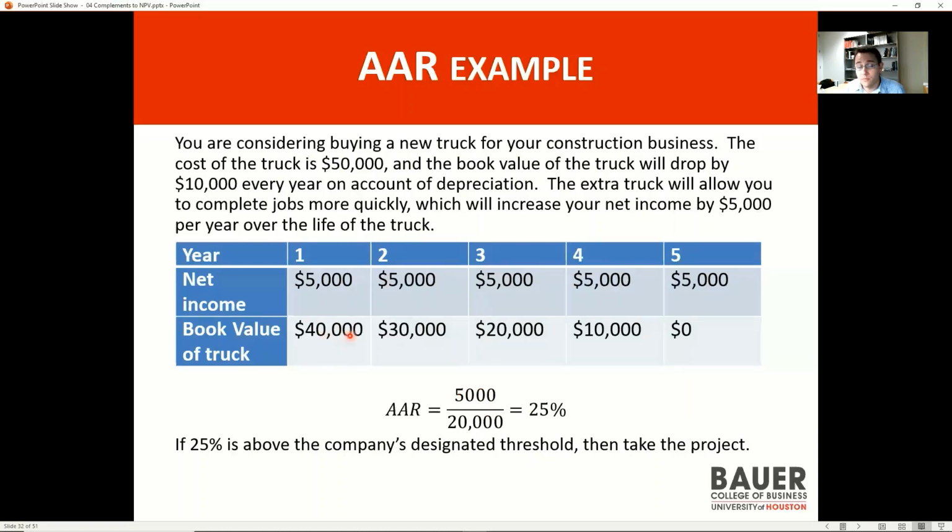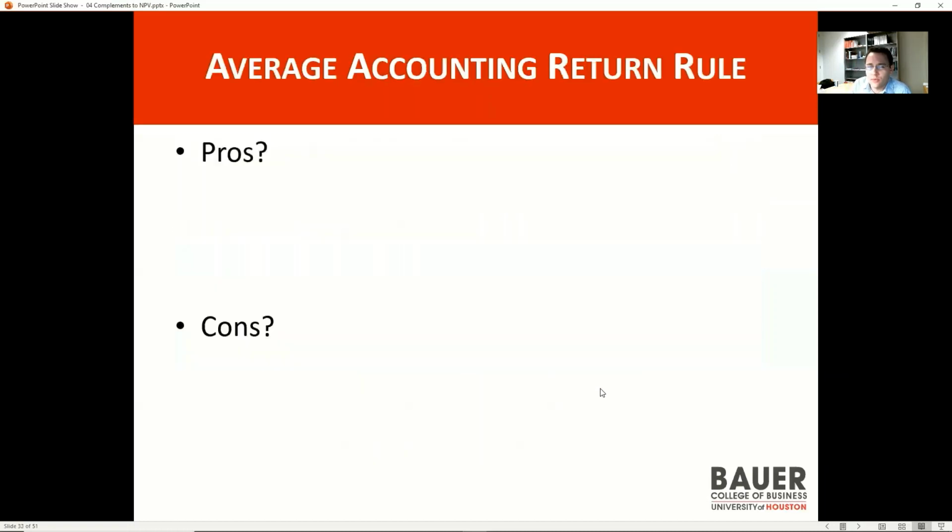What's the average book value of the truck, of the investment? It's $40,000 here, $30,000 here. So you average these 5 numbers and you get $20,000. And that gives us an average accounting return of 25%. And so the company has some rule that says, is this high enough? Is this net income relative to our investment high enough? If so, then take the project. So now that we know what it is, let's talk about some of the pros and the cons.